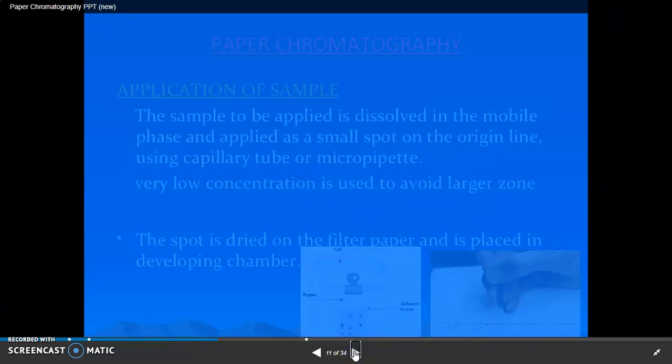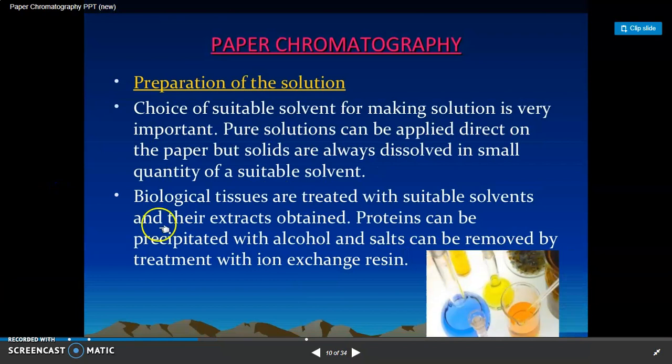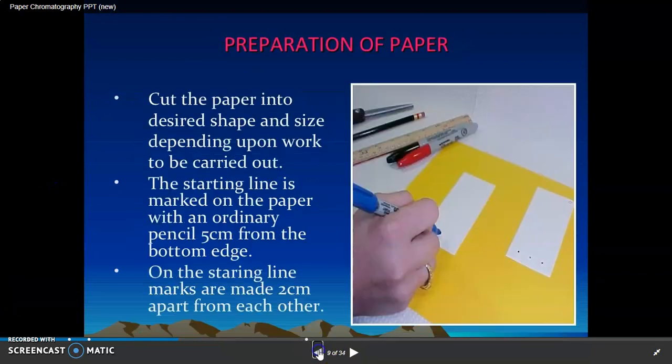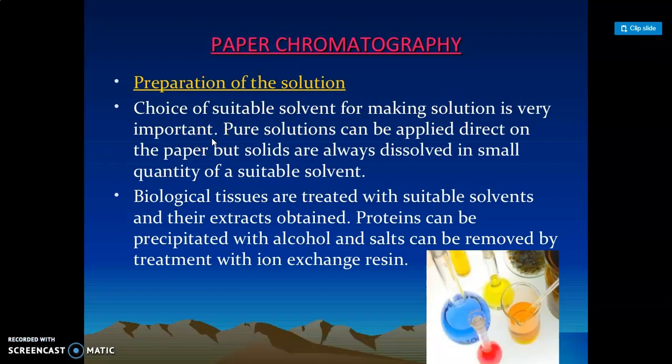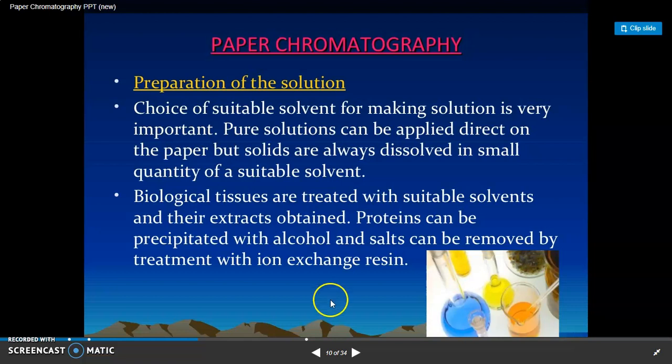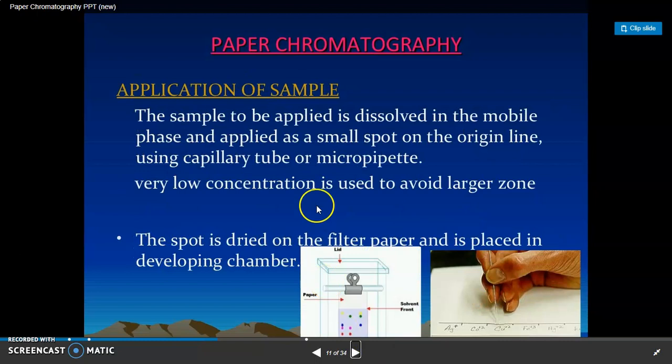After cutting, and after making the paper ready, you have to prepare the solution which is to be separated. Choice of a suitable solvent for making the solution is very important. See, if you take an organic solvent for dissolving the solid, then it becomes easy for us to load the sample. So the appropriate solvent should be selected to dissolve the given sample.